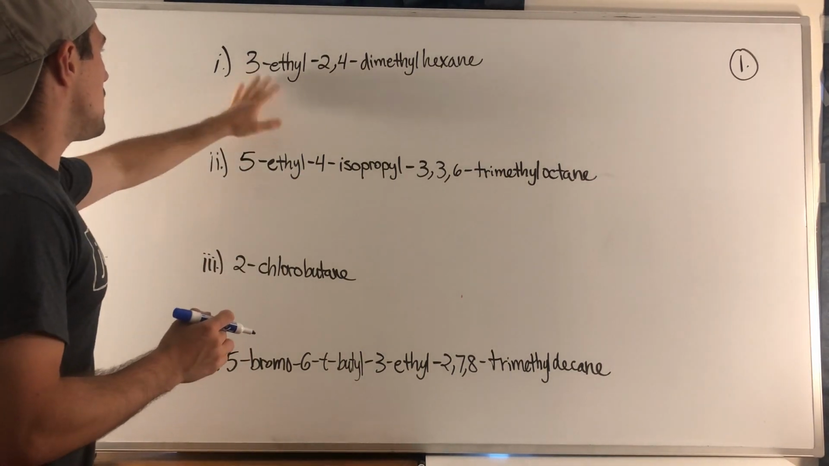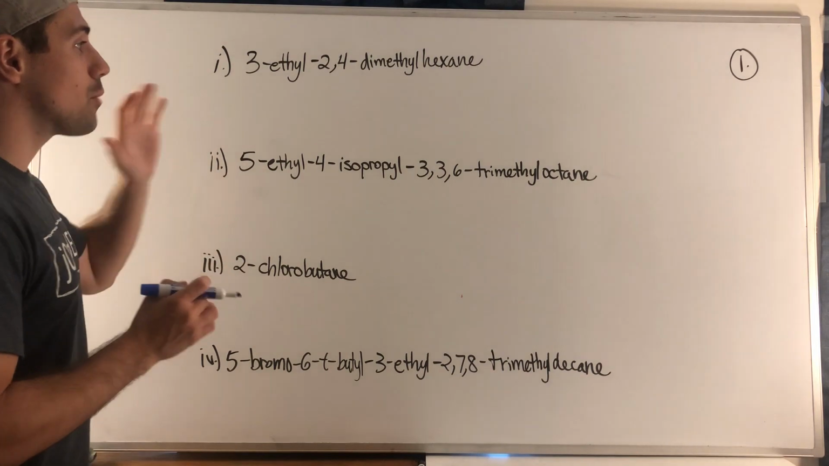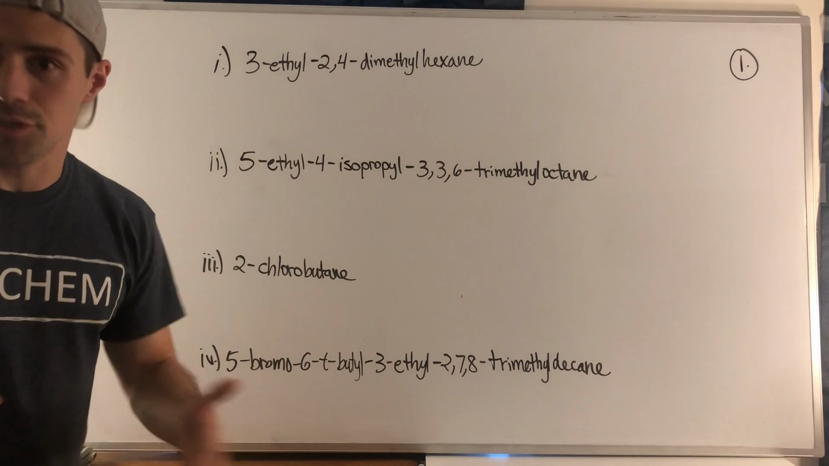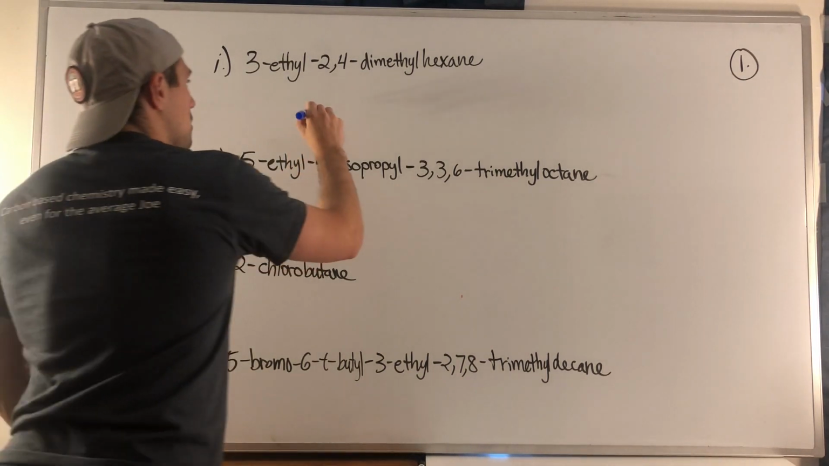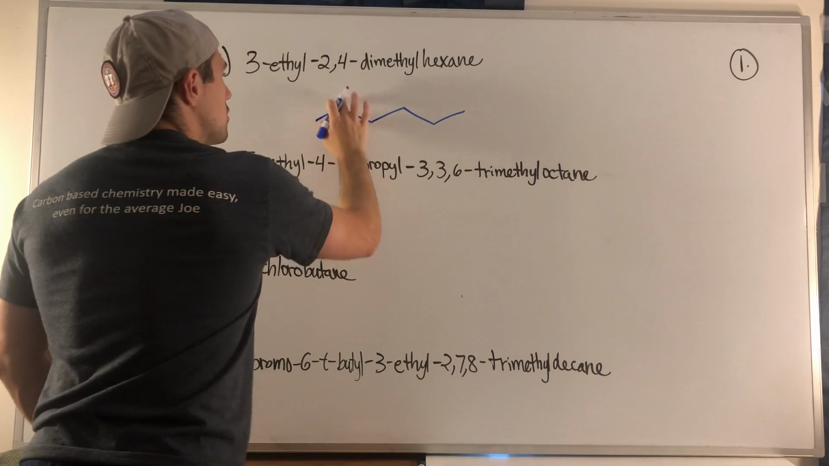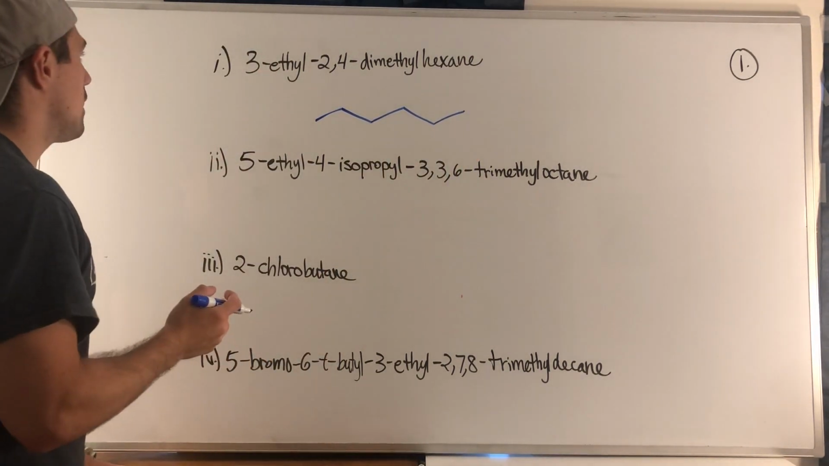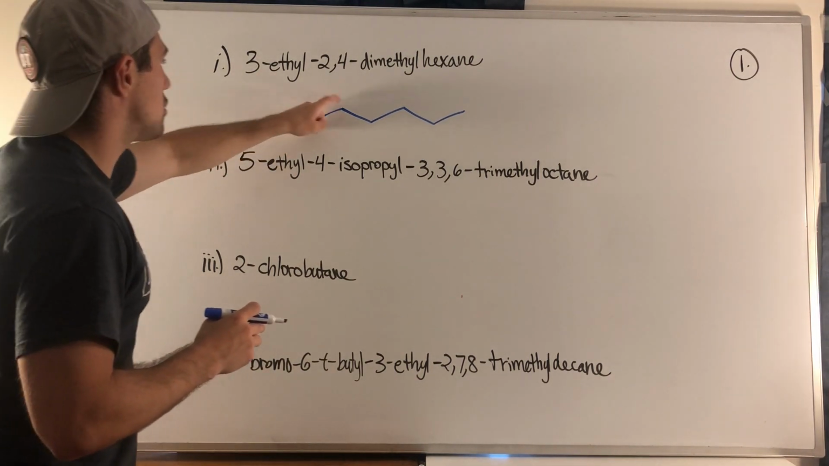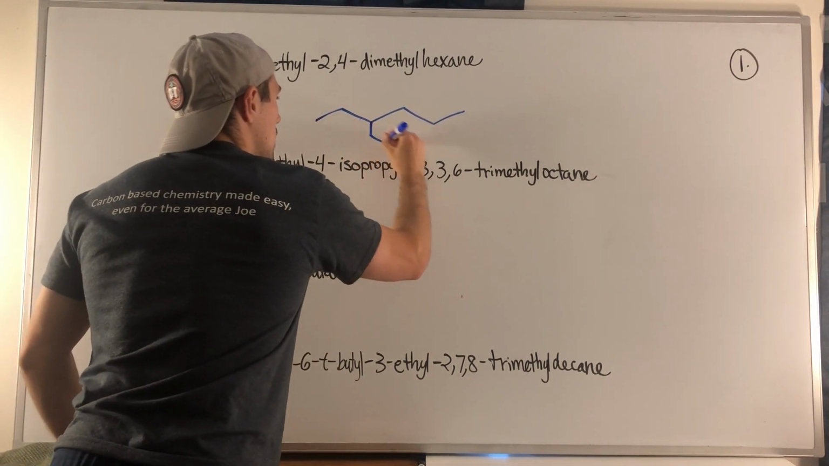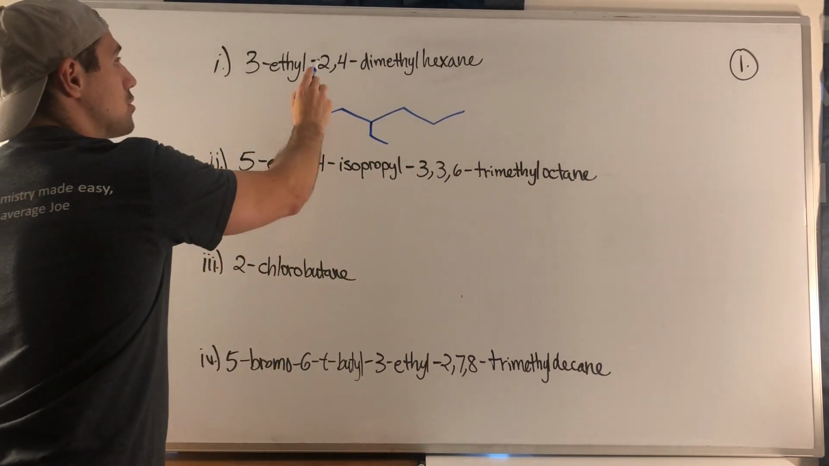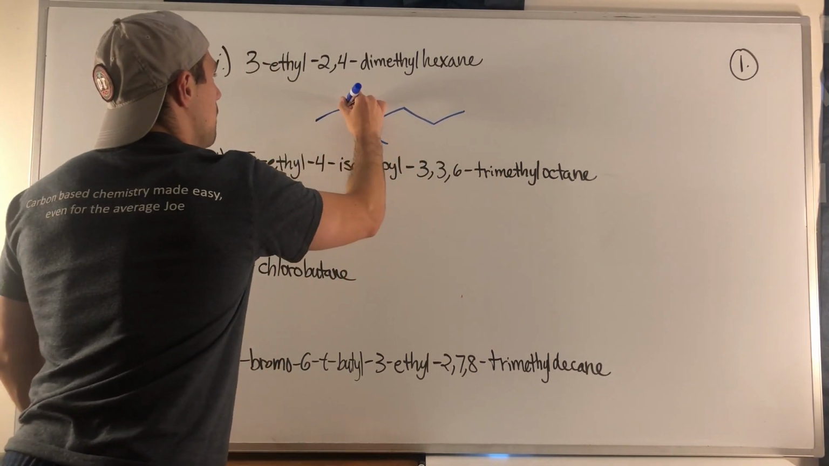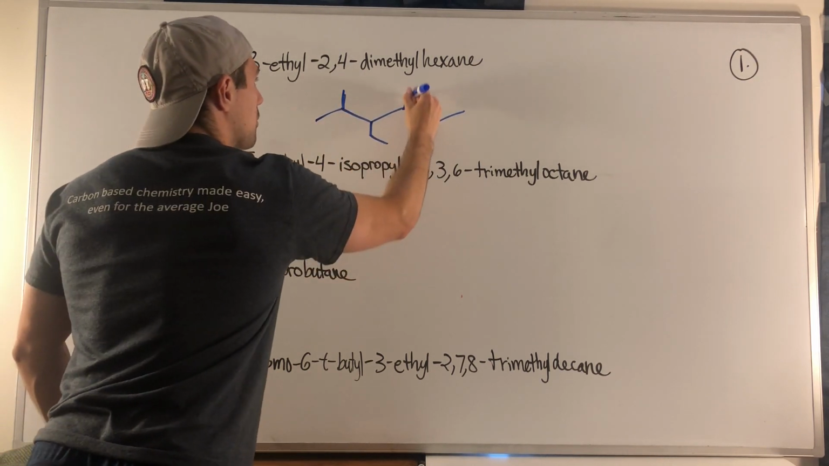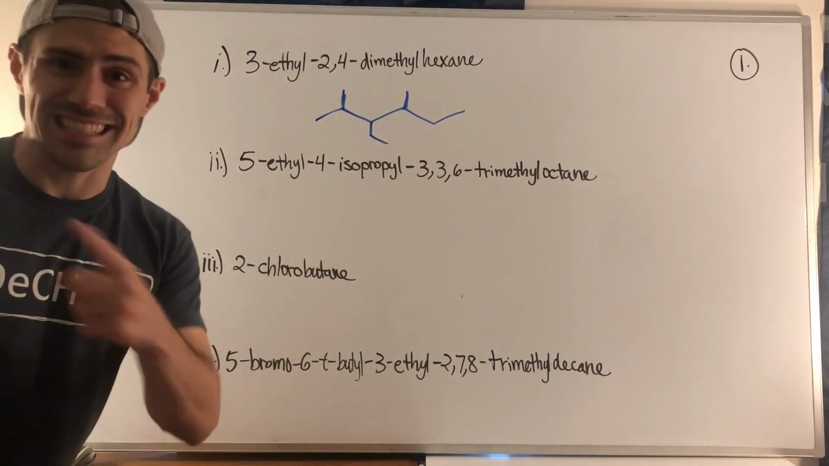Okay, so in the first one, the way I tackle these is I always just draw my parent chain every single time, and then I just fill in the substituents after that. So here we're dealing with a hexane, so that's 1, 2, 3, 4, 5, 6 carbons, and then just go through the name until you hit the parent chain name. So 3-ethyl, 1, 2, 3, so an ethyl group. And 2,4 we have a dimethyl, so on 2 we have a methyl, and 4, 1, 2, 3, 4, a methyl right there, voila, easy, right?